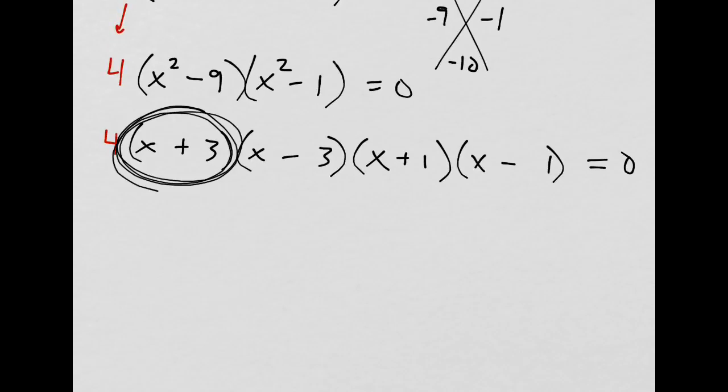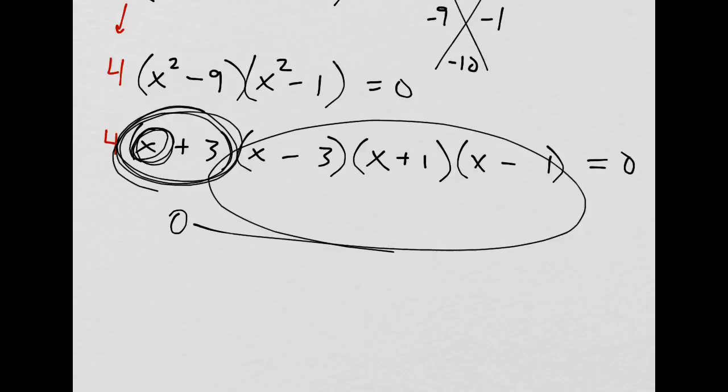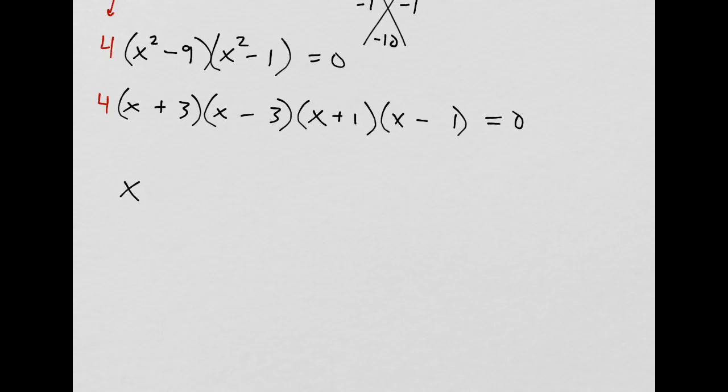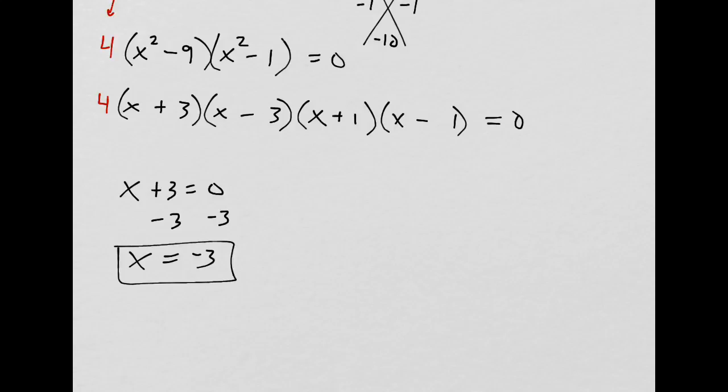If x was negative 3, then this term would change to 0, right? And then 0 times all the rest of that stuff, no matter what it is, will make the whole entire equation 0. So really, all I'm doing is x plus 3 equals 0. Well, I can solve that real quick. That's one of my answers, because if I plug in a negative 3 here, this piece becomes 0 and multiplies all the rest by 0, so it doesn't matter. And then x minus 3 equals 0, well, that just means x equals 3. X plus 1 equals 0, subtract 1 from both sides, x equals negative 1.